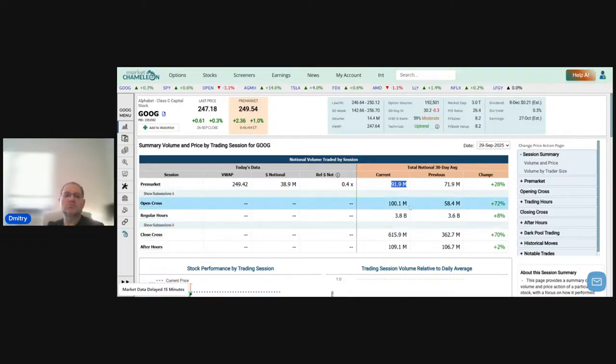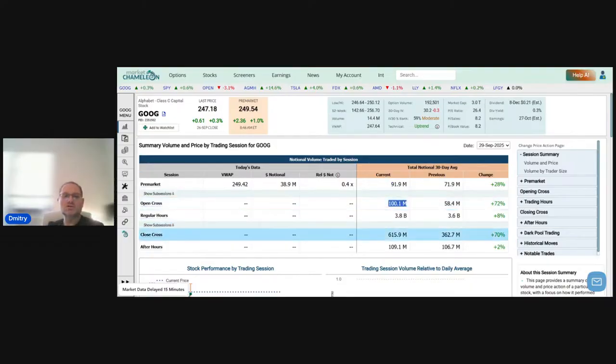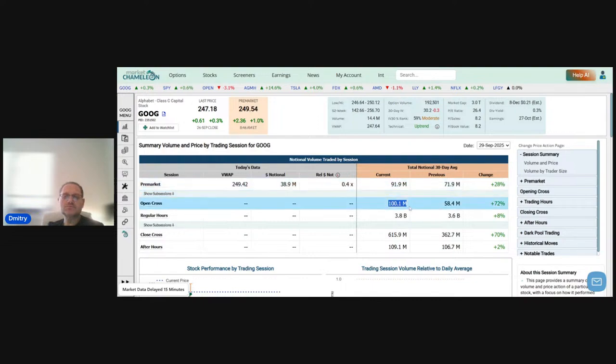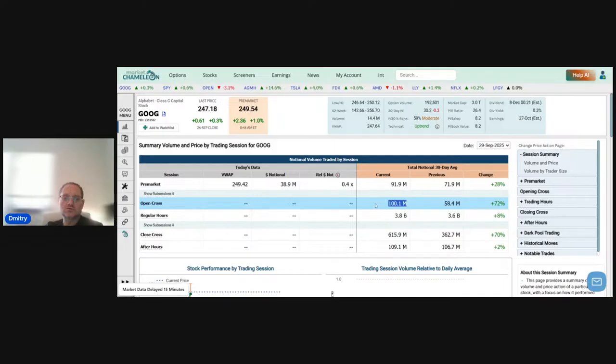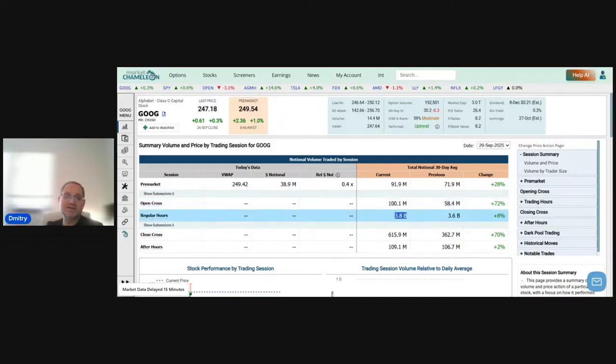We have $100 million in the opening cross. So you can see the opening cross average is a little bit higher than all the volume in the pre-market. Then we have regular hours trading. We have the official open, let's say at 9:30, goes up to 4, and we could compare that volume. On average, daily volume is $3.8 billion worth of stock. Okay, so this is in dollars, $3.8 billion worth of stock, not shares.